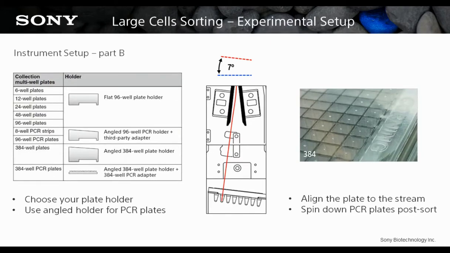Sony sorters provide users with a variety of plate holders to fit almost any plate type. Critically, to reduce the chance of depositing a droplet on the sidewall of a PCR well or a 384 tissue culture well, I would suggest using an angled plate holder. As shown in the middle of the slide, this angle of the plate holder helps the droplet to reach the bottom of the well, where the lysis buffer is. This is how we can achieve a very high plate well occupancy rate of about 95%. To do so, you must leave the plate cover on and then align the droplets to the well center, which we will look at next.